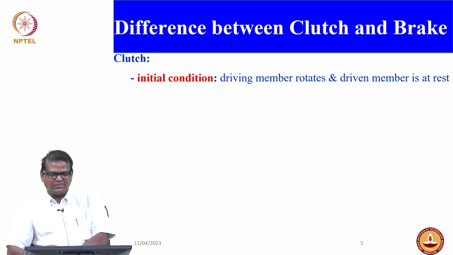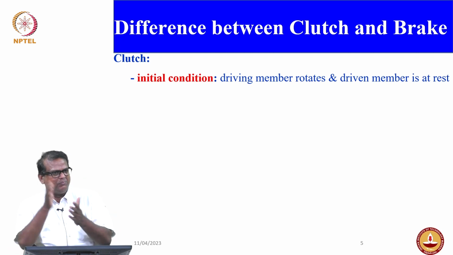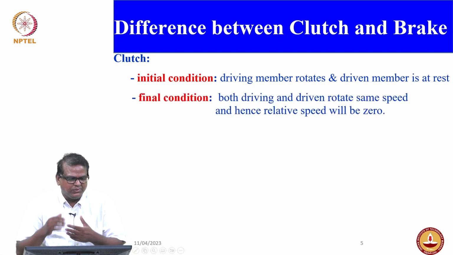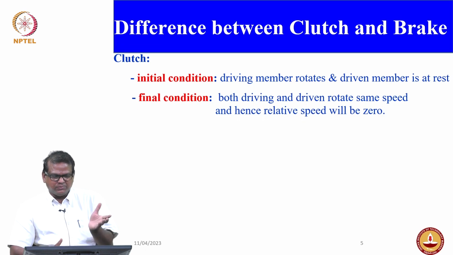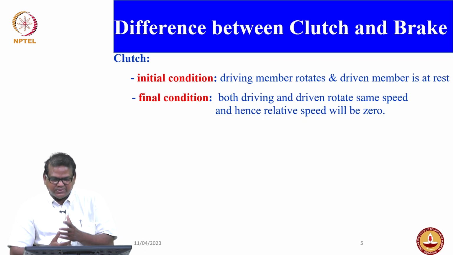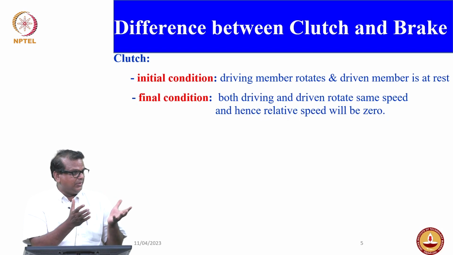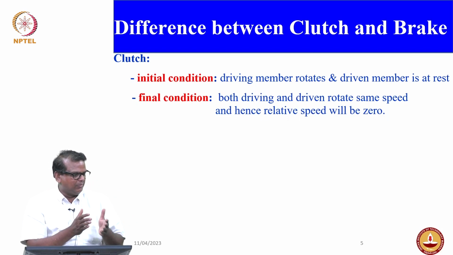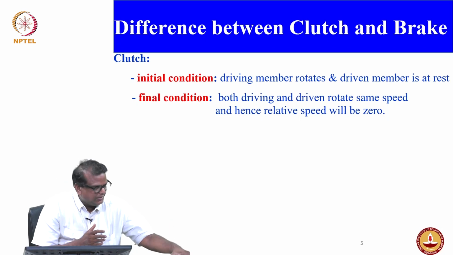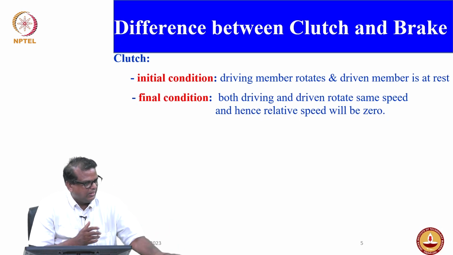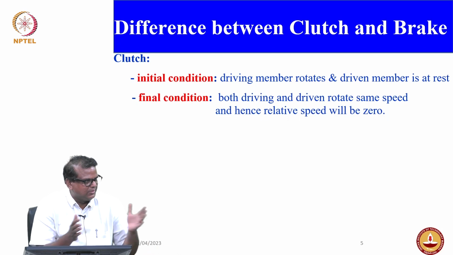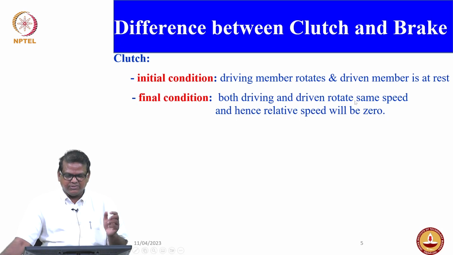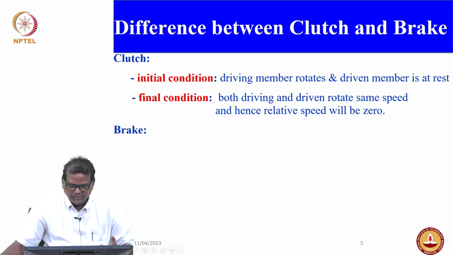Driving is the engine. The driven member is the one which is going to be at rest. So then during the engagement, what happened? Both driving and driven members rotate at the same speed, hence the relative speed is 0. I am talking about the clutch plate attached with the flywheel and the pressure plate, the drive and driven members. That is the purpose. So relative speed ultimately will be 0.